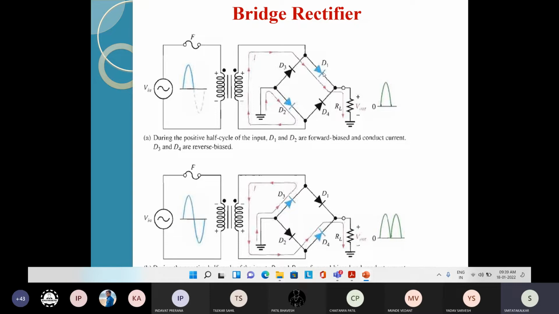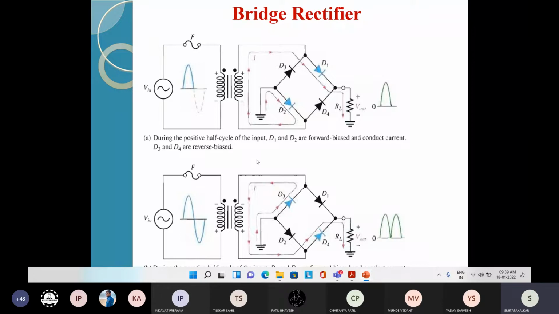Total 0.7 volt D1, 0.7 volt D2, 0.7 volt D3 and 0.7 volt D4. At a time two diodes work in forward bias in a bridge wave rectifier during the positive half cycle of the input. Diodes D1 and D2 are conducting in forward bias. Total output is 1.4 volt because two diodes are working in the same stage.